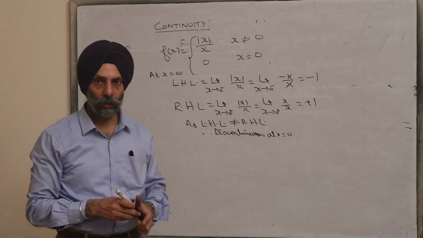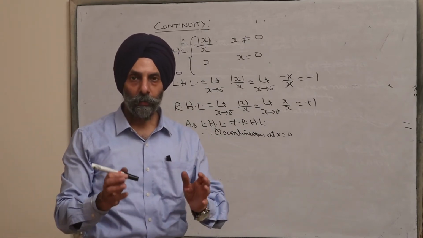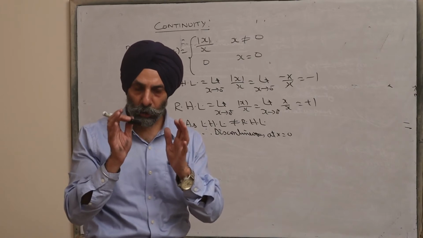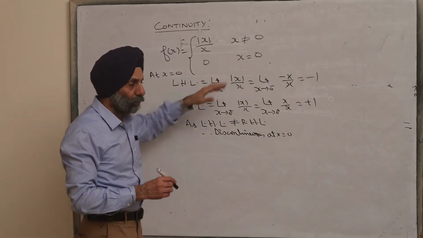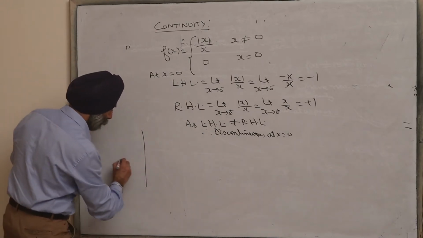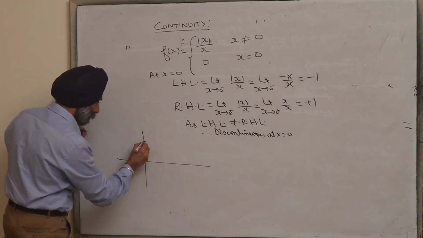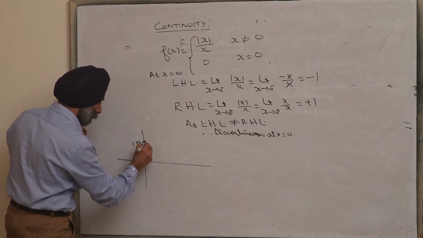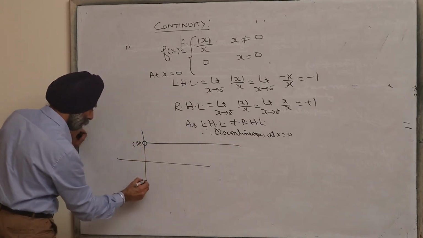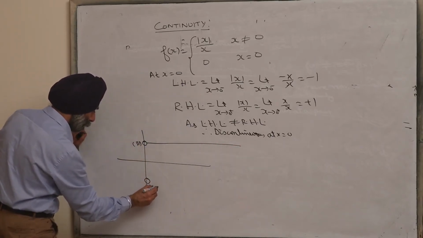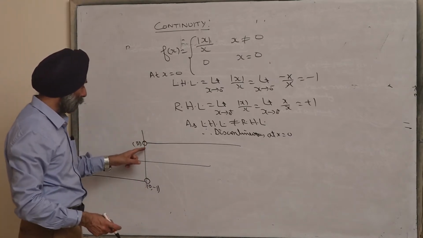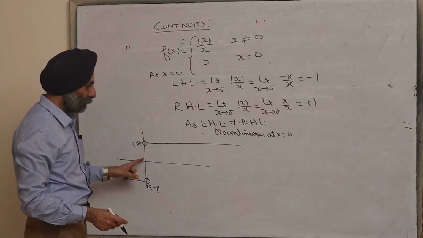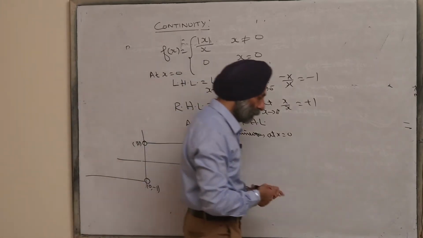And this is non-removable discontinuity, because you can never make this function continuous at x equal to 0. We all know the graph of this function. This point is 0, 1. The point, this value is not included. This is 0, minus 1. You can see here this is discontinuous at x equal to 0 because the limit of this function at x equal to 0 does not exist.